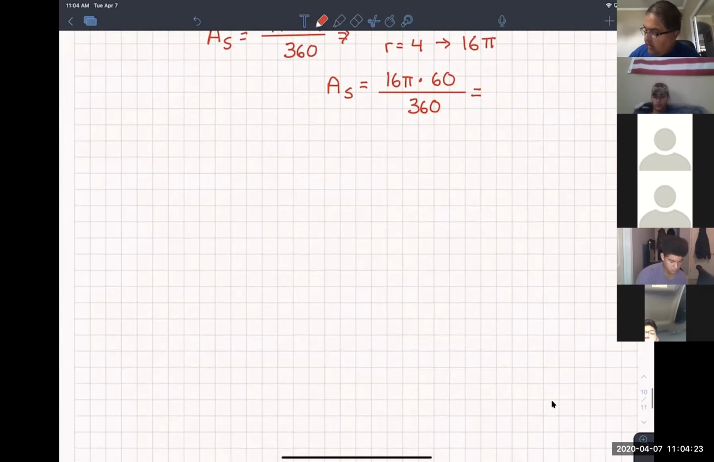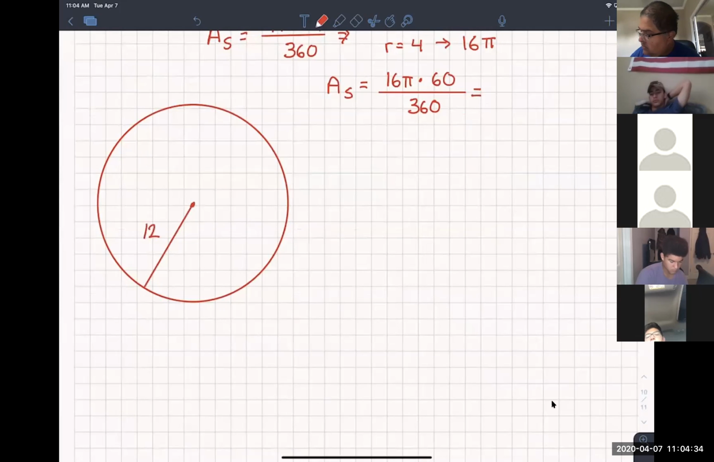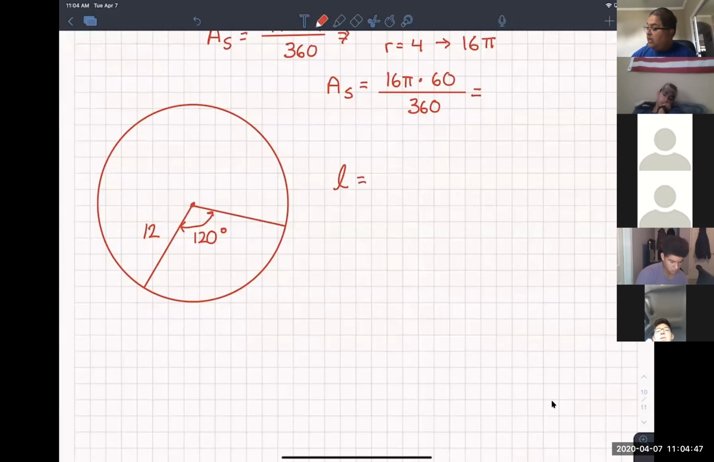So let's do one more like this. Find the arc length and the area of that sector. So let me write the formulas down. And remember, you don't have to memorize these formulas, it's just to work with it.